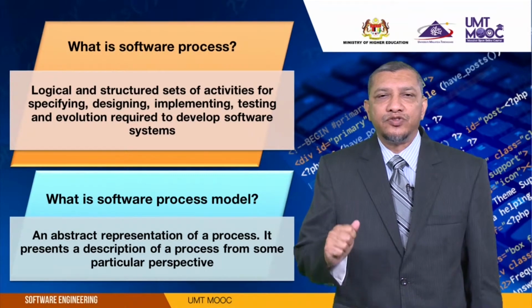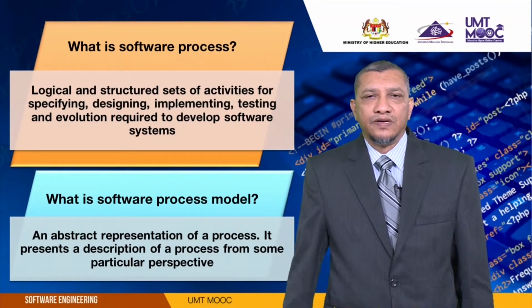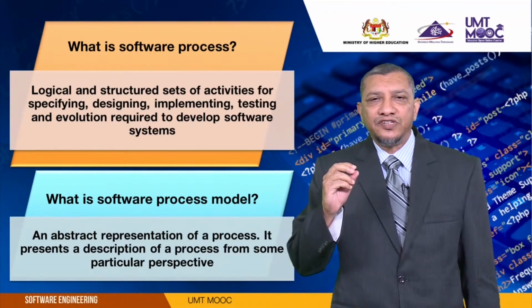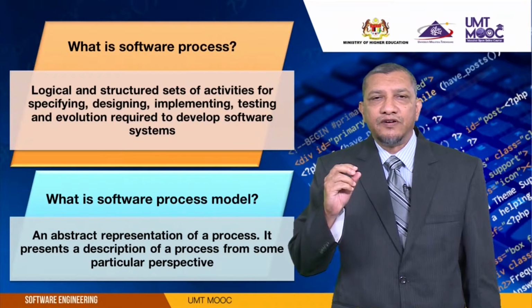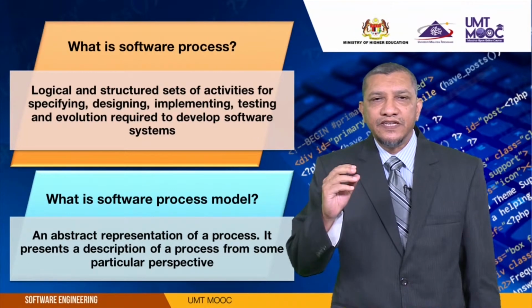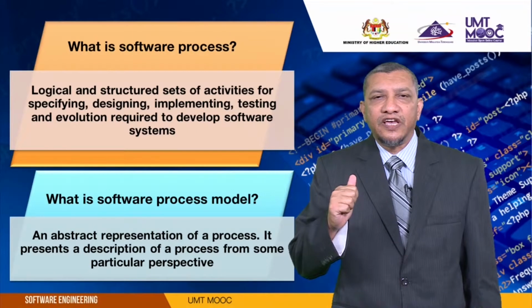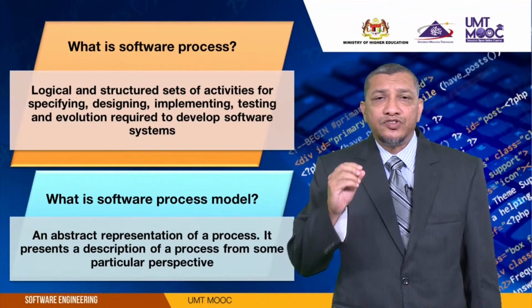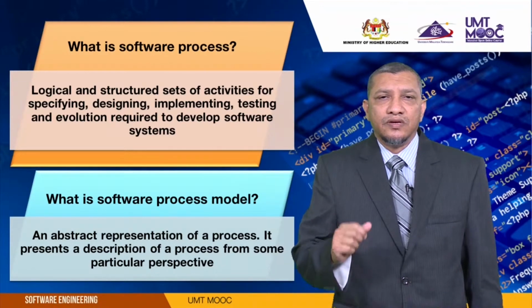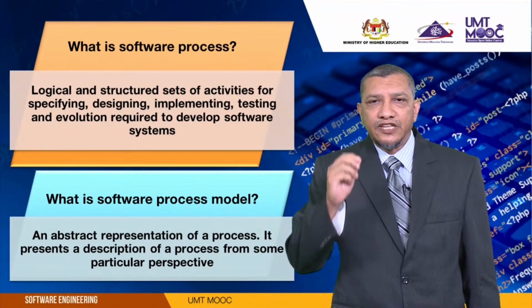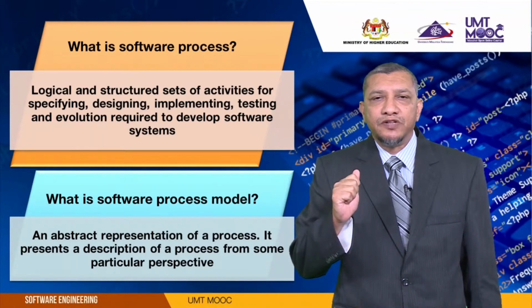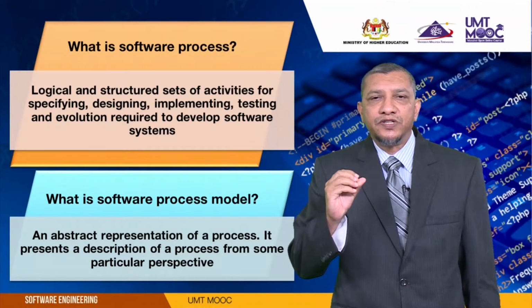So what is a software process? The definition of software process is a logical and structured set of activities for specifying, designing, implementing, testing, and evolution that are required to develop a software system. And what is a software process model? The software process model is an abstract representation of a process, which is a description of a process from some particular perspective.